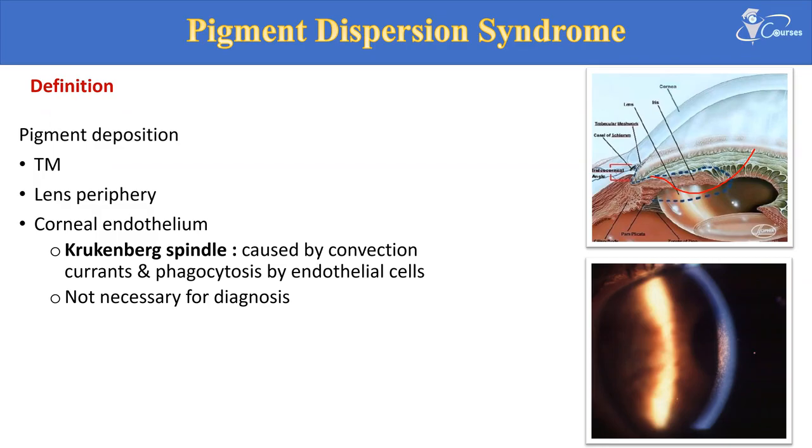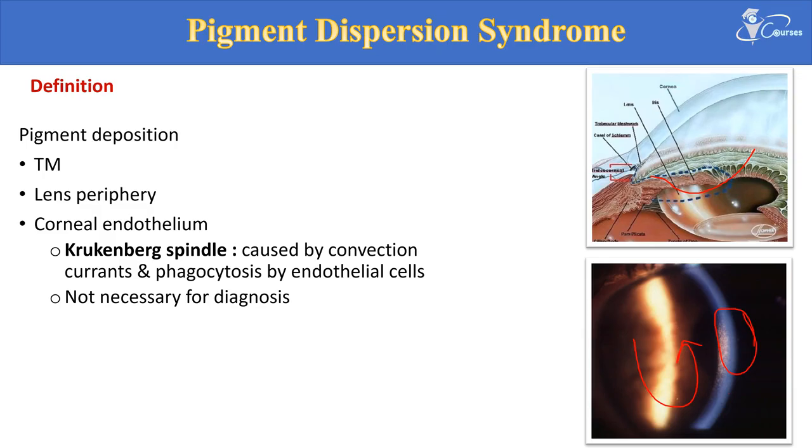They will be deposited on the back of the cornea, resulting in what's called the Krukenberg spindle. This will be a spindle of pigment, usually vertical, and it will be in this direction because of the convection current of the aqueous. It is not necessary for diagnosis, so it is not mandatory. You can still diagnose pigment dispersion without it, but it will be highly suggestive.